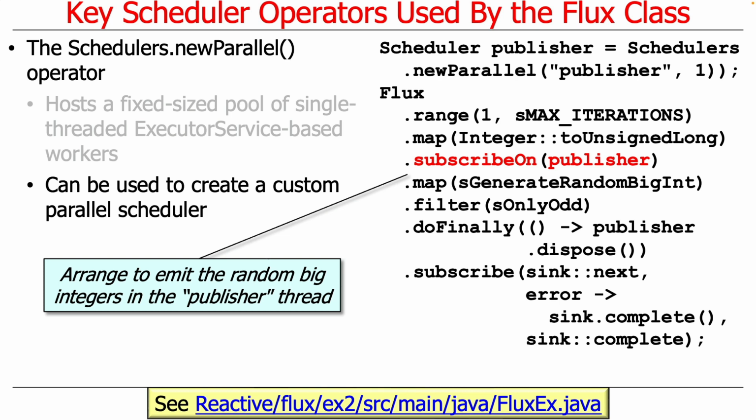Here's an example. We're going to generate a range of values from 1 to S max iterations. We're going to convert those to unsigned longs. We're going to have all this computation run in the background in the publisher thread, which is a new parallel publisher. Notice these are all computation-bound operations. And that will then run the whole thing in that publisher thread. Something I'll note here, and we'll come back to talk about later, you have to make sure you dispose of the publisher or you'll leak resources. And we'll talk about how to do that with the doFinally method, which is kind of like a destructor for a Flux stream.